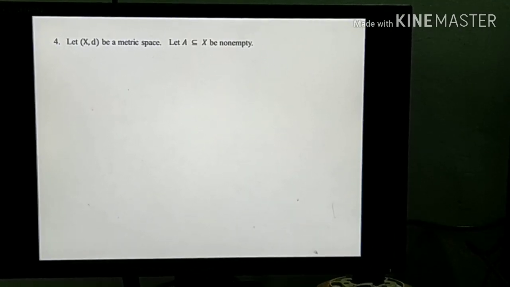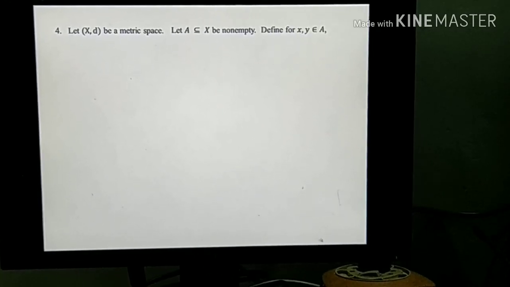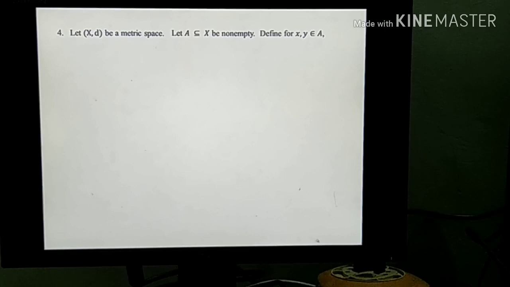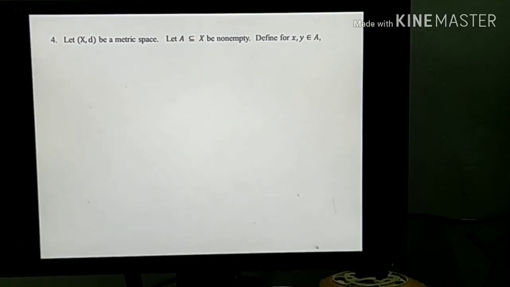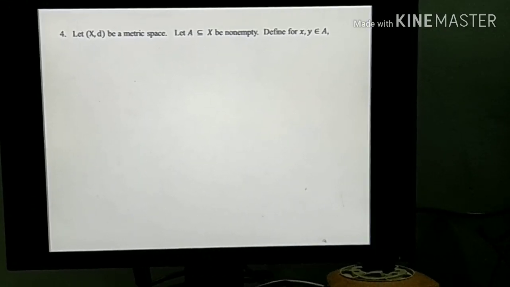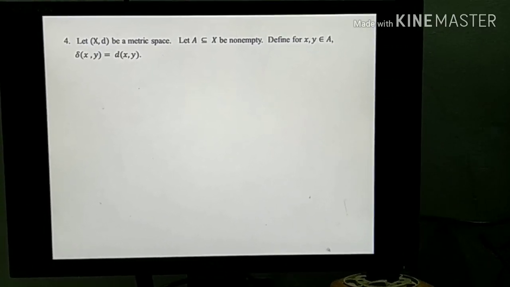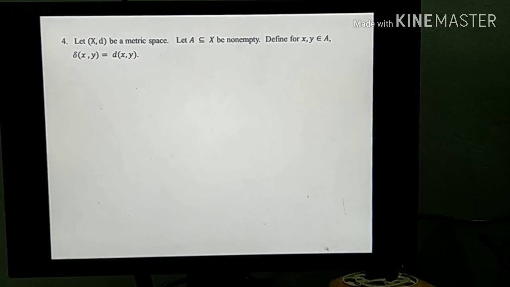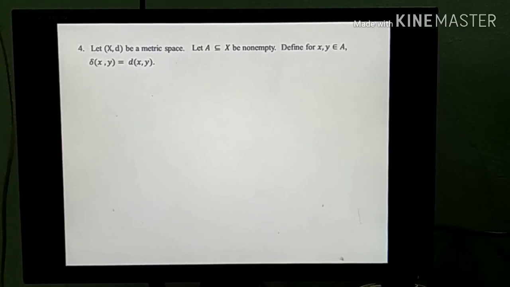Then our next example, this fourth example, is: let (X, d) be a metric space. Let A, a subset of X, be non-empty. Define, for x, y belongs to A, now we are going to define a distance function on the elements of A. Suppose that distance function is denoted by delta. Now how do we have to define that delta? Delta xy is equal to dxy.